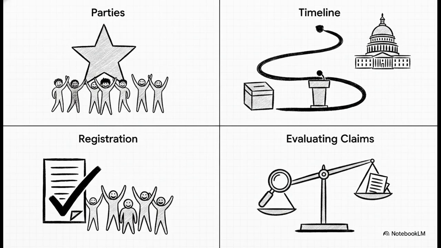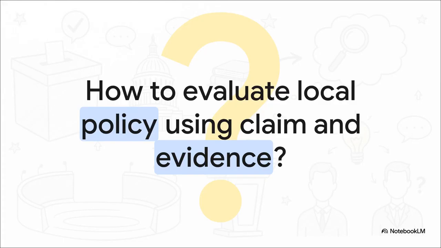We discovered that voter turnout is heavily impacted by state registration rules, and that registered voters have a massive turnout rate of 87%. And absolutely crucial here, we learned that informed voters must evaluate political claims by looking for credible, relevant, and sufficient evidence. Now, I want to leave you with a final thought to take with you beyond this explainer.